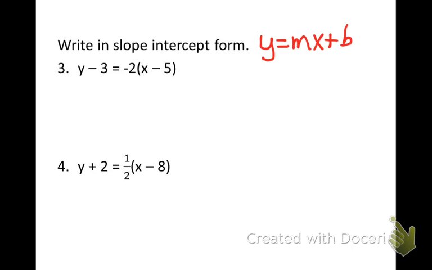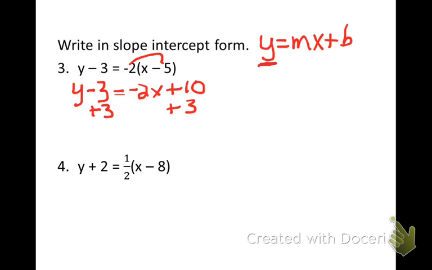So first thing is the same as last time. I distribute my negative 2. Negative 2 times x is negative 2x. Negative 2 times negative 5 would be plus 10. Well, I want the y on the left by itself, is it? Well, almost. It's got the 3 there, so I need to add 3 to both sides. And I get y equals negative 2x plus 13, and I'm done. So a little bit easier there.